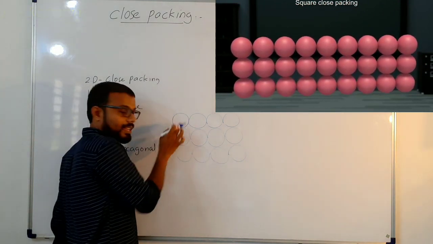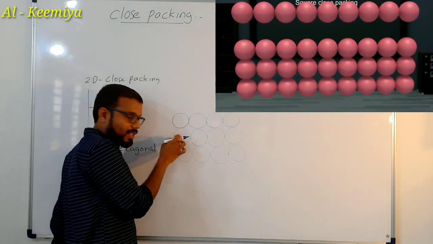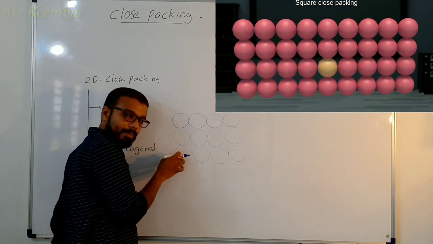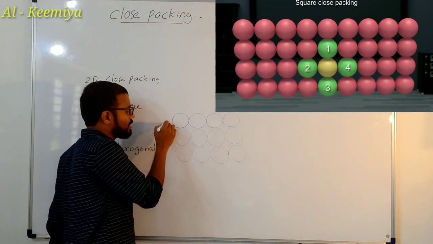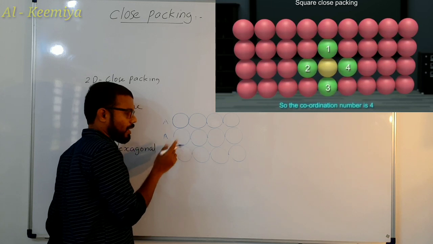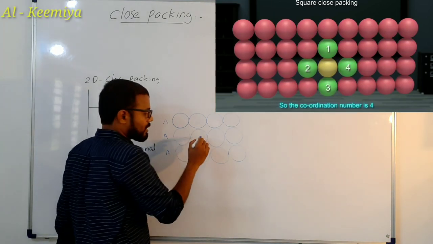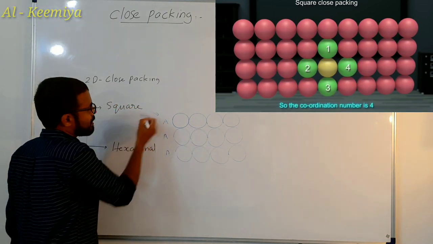That is, the second layer is placed exactly below the first layer, then the third layer exactly below the second layer. So if you name this layer A, this is also A, this is also A, because all our layers are the same. So this is 2 dimensional square close packing.